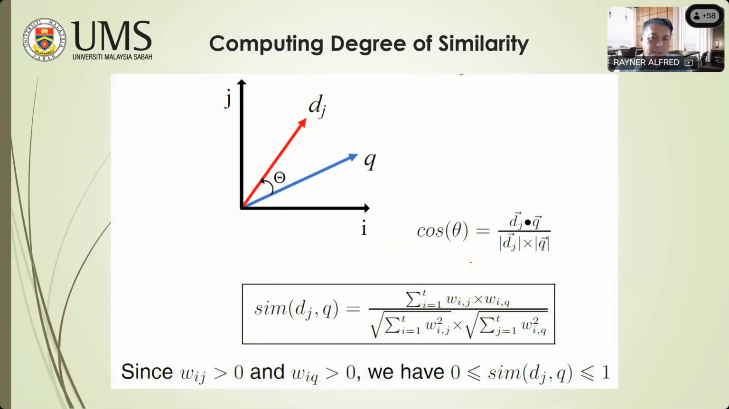So to illustrate this, the angle that we want to measure is this, so we use the cosine function. If you have a query which is similar to your document j, the angle here will be smaller. If they are similar, that means the vector dj and vector q will be overlapping each other. So this is the formula. Let's look at how we apply this formula.